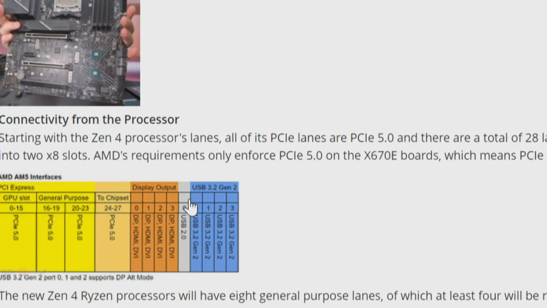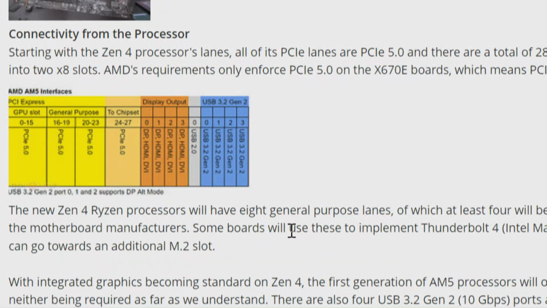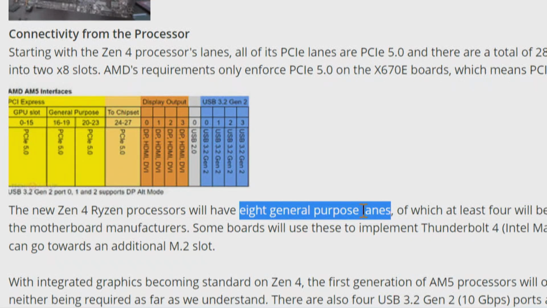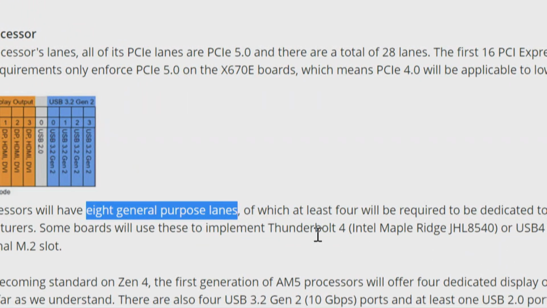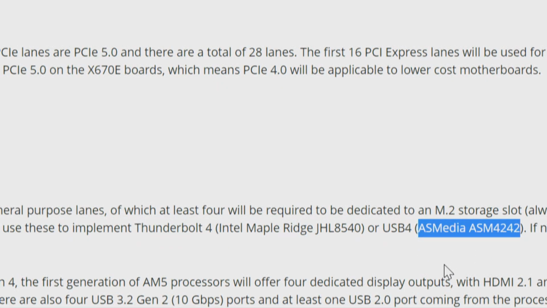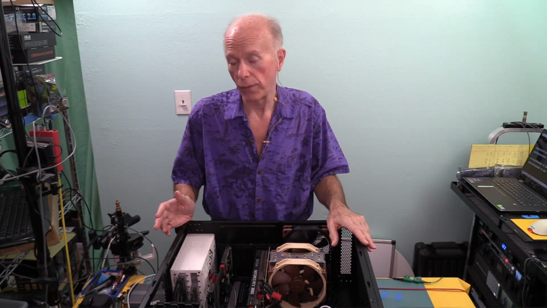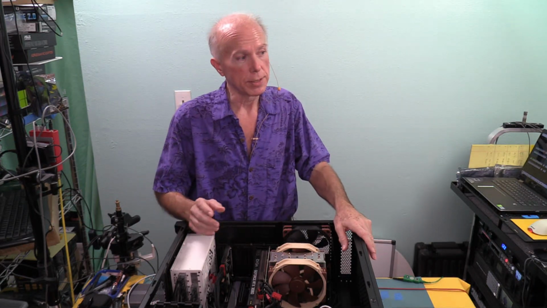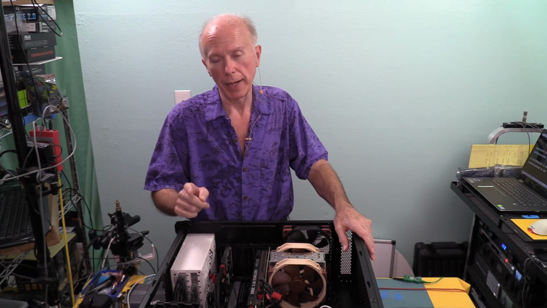Now the next thing we need to look at, and the reason we're here, is the chipset. Okay, 8 general purpose lanes. Some boards will implement Thunderbolt 4, Maple Ridge, or the ASMedia chipset that we talked about, which is not on this board, which this board will not support. Because to be able to have USB 4 or Thunderbolt 4 support is going to require a multi-pin header. And as we've seen on the 2 Gigabit boards we've looked at, we've been through a 5-pin header. We went then with Gigabit to a 5-pin, 3-pin motherboard Thunderbolt header.